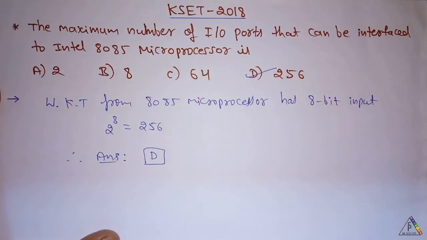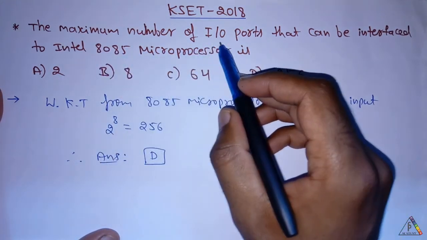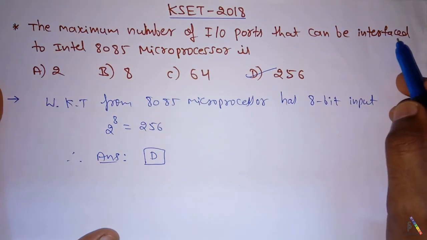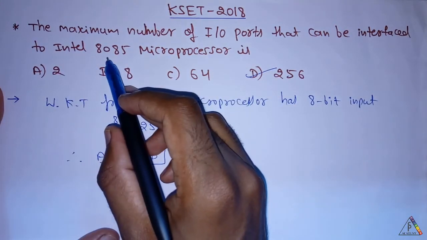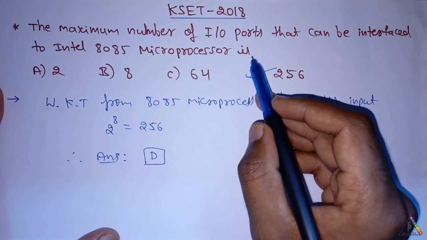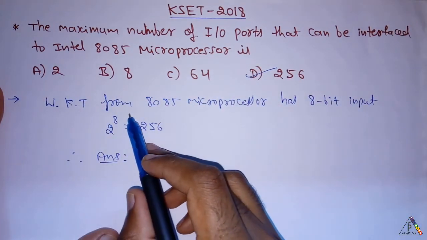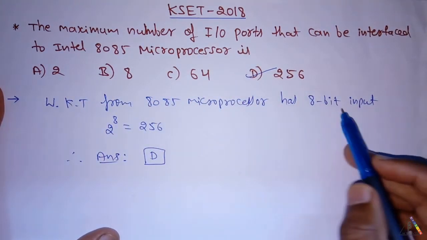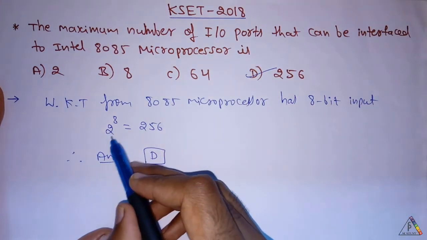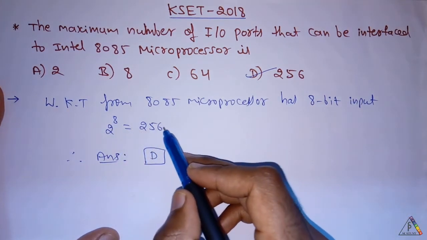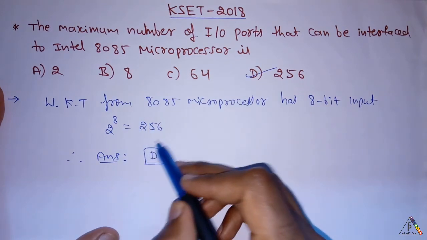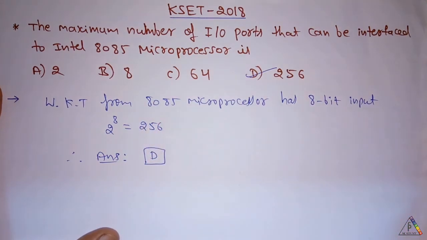Next is a KSET 2018 question. The question is, the maximum number of IO ports that can be interfaced to the Intel 8085 microprocessor is, these are all the options. We know that the 8085 microprocessor has 8-bit input, therefore 2 to the power of 8 combinations, that is 256. Therefore, the maximum number for an 8085 microprocessor is 256. Therefore, for this question, the answer is D option.